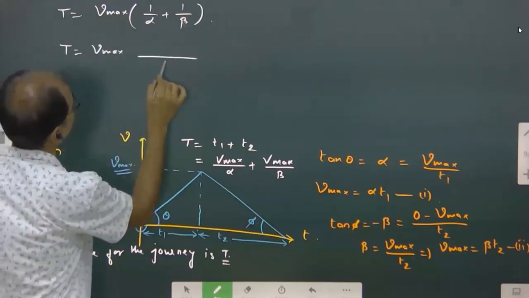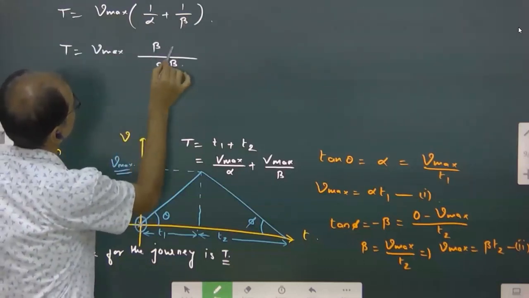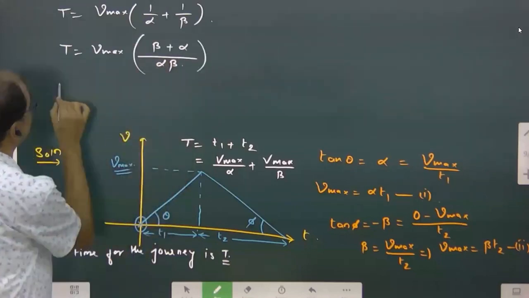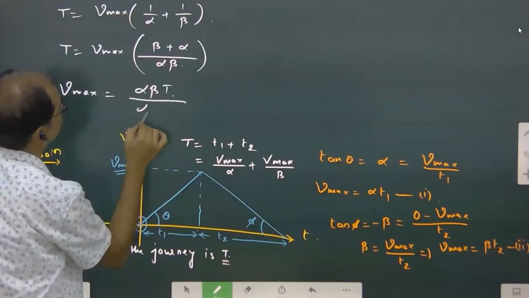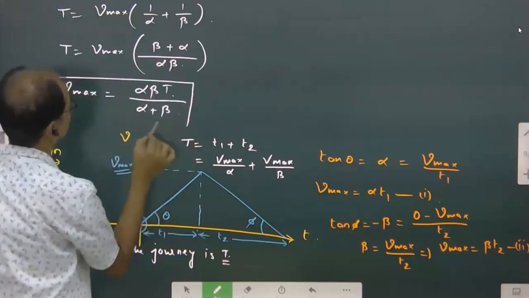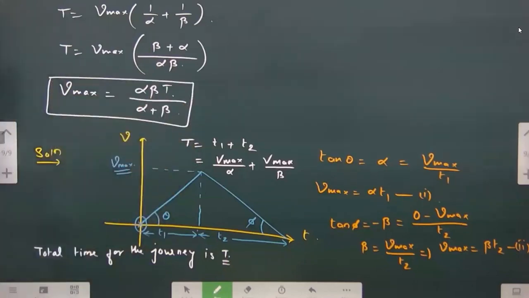Its LCM is what? Alpha beta. So this will be beta, here will be alpha. I got the V maximum value. Check. V maximum value is alpha beta T by alpha plus beta. This you will find in the options. See, in this one, alpha is also there, beta is also there. Is it clear? Yes, sir. So this is V.